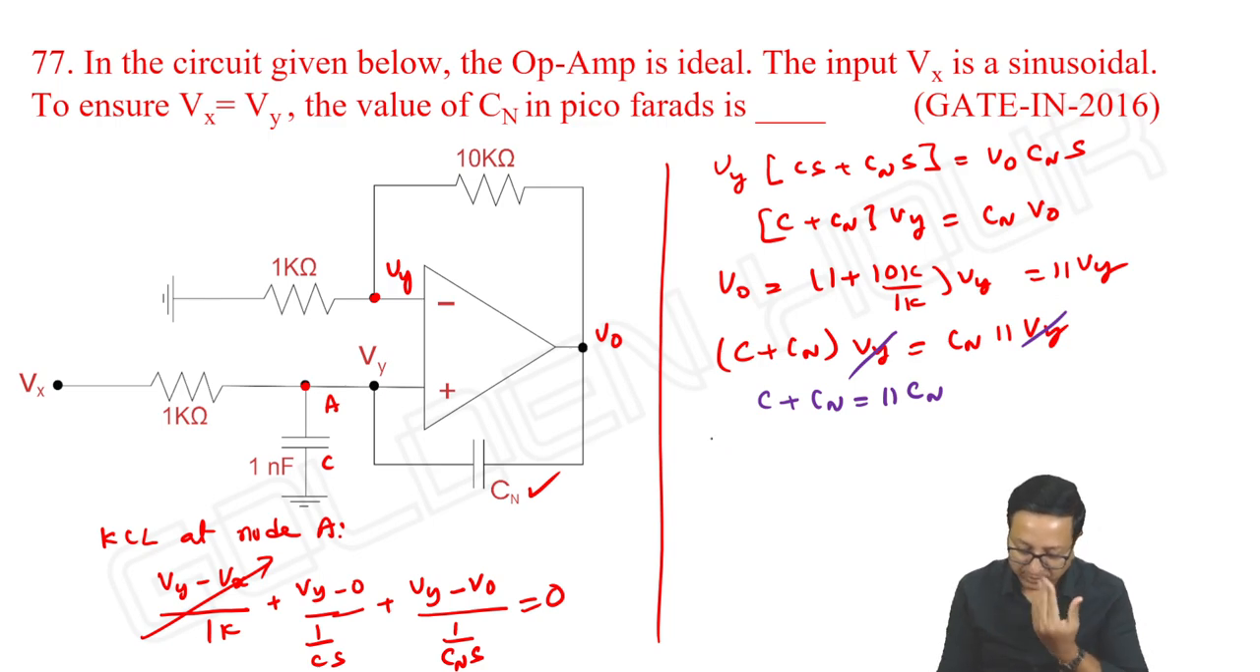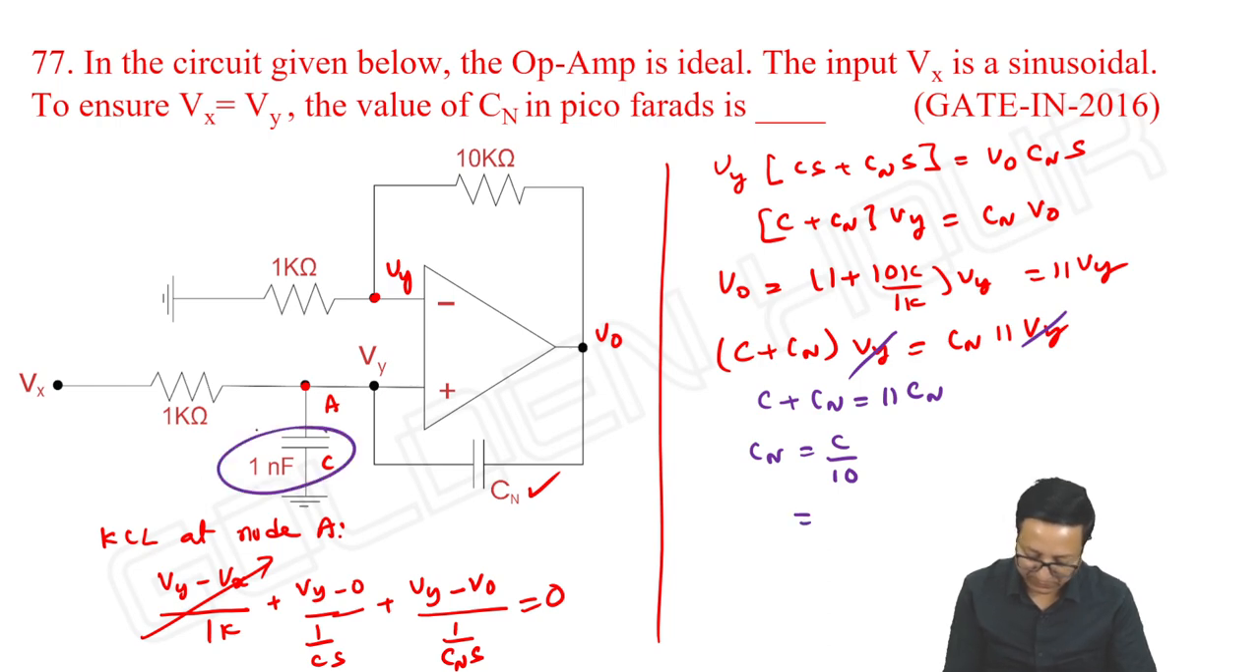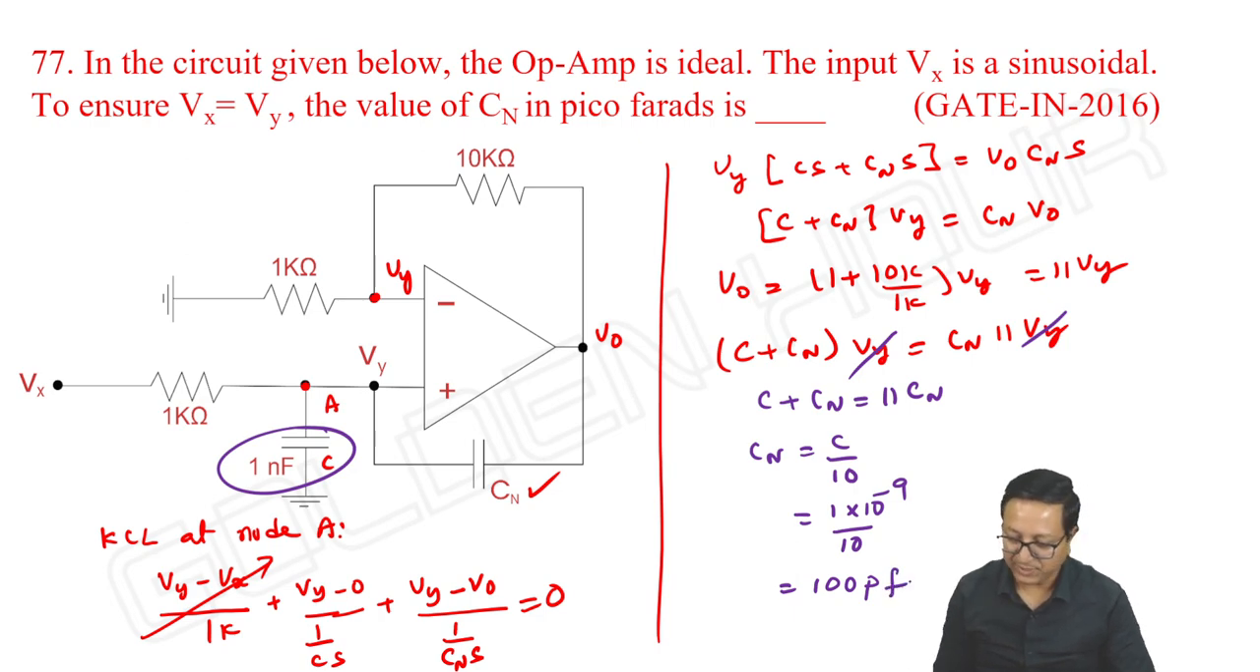What we want is Cn. Cn is equal to C by 10. What is the C here? It is 1 nanofarad. So in picofarads it is 100 picofarad. That's it. Okay. Like this we can do this problem.